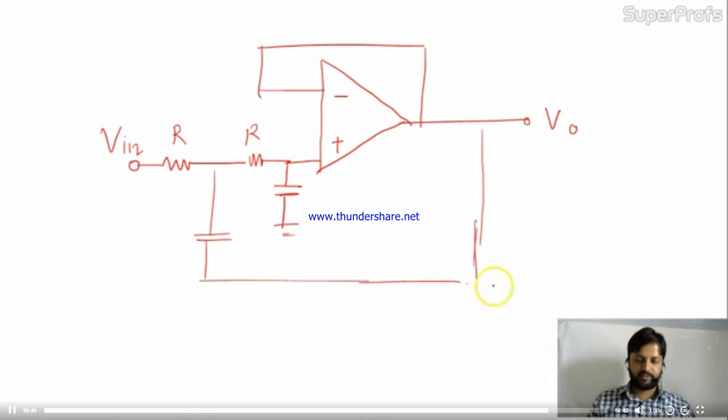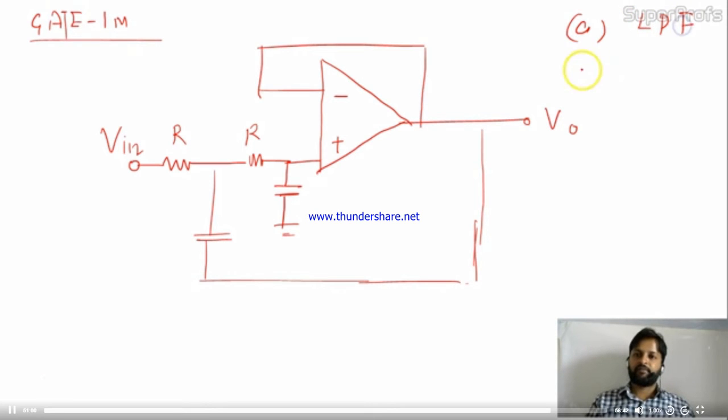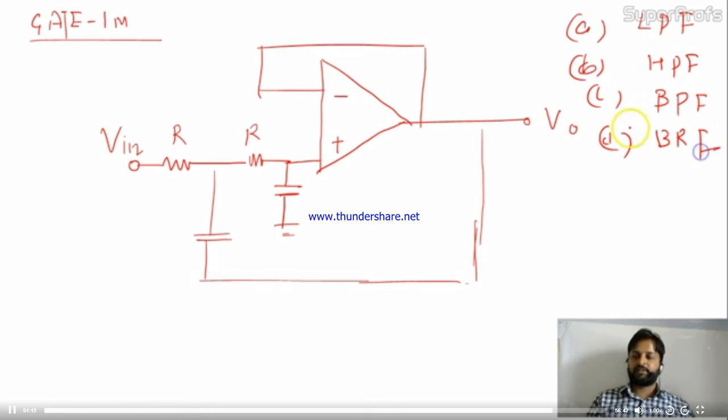This is the question given, a 1 mark GATE question. The question is, the circuit in the given figure is: option A, LPF; option B, HPF; option C, band pass filter; and option D, band reject filter. It is a simple question. I'm not asking for omega 3 dB, so please do not calculate any transfer function.